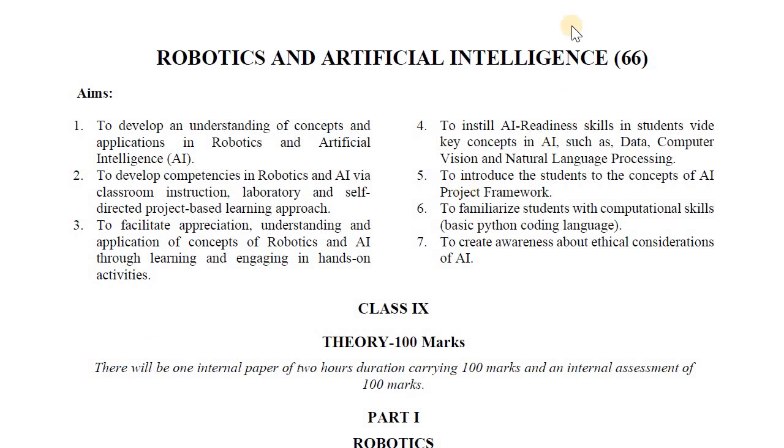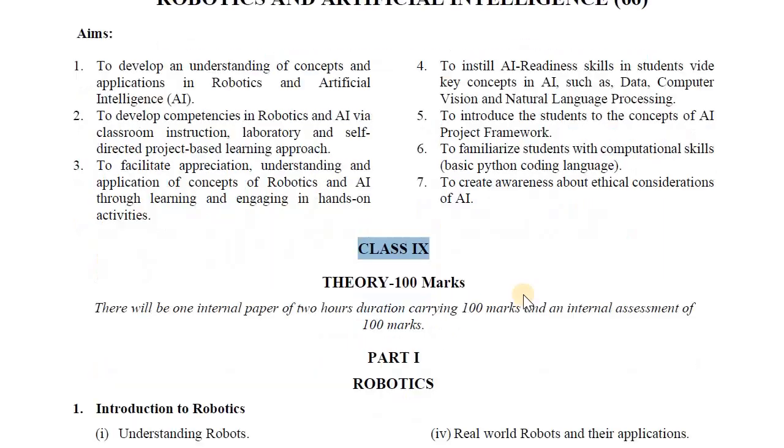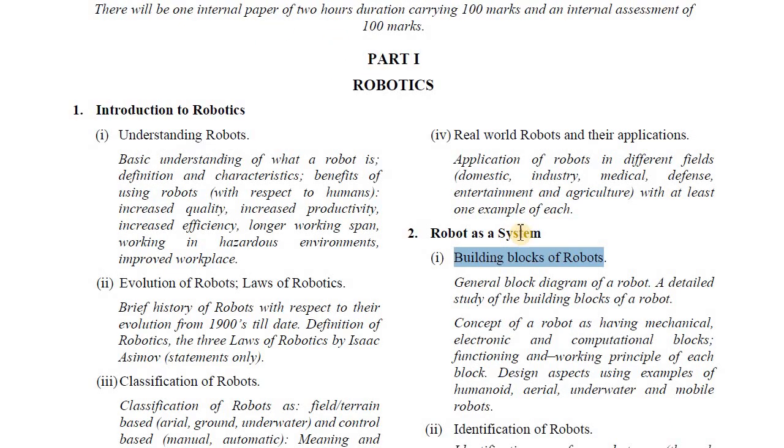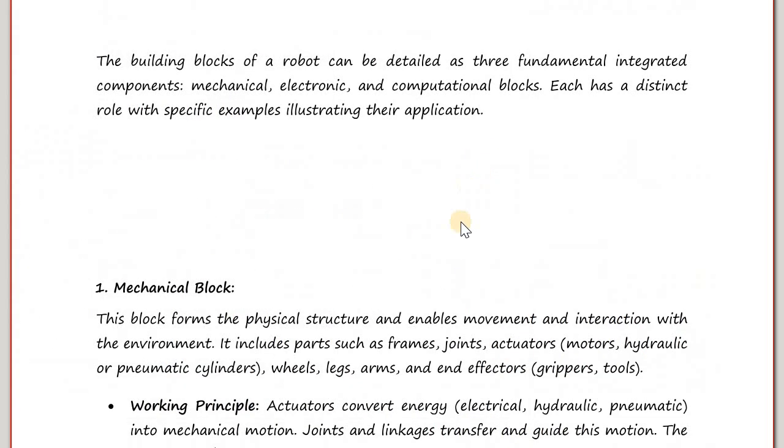Hello students, so today I will be talking about the ICSE Robotics and Artificial Intelligence grade 9 course, and in particular I am going to talk about the building blocks of robots, which is there in part 1 of your syllabus for robotics, right. So, let us start. You see, the building blocks of robot can be divided as three fundamental integrated components.